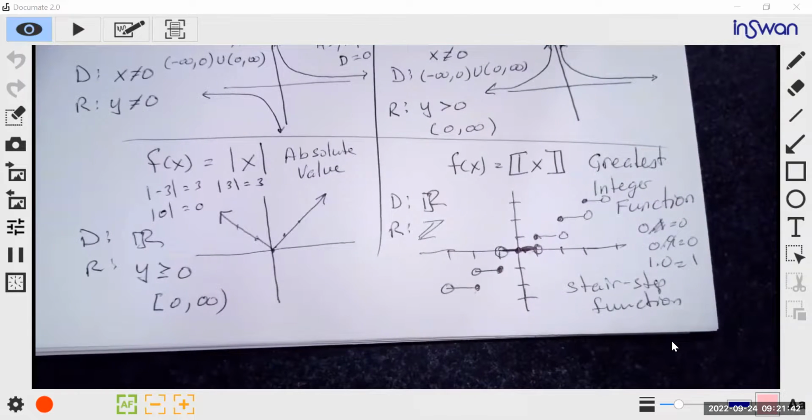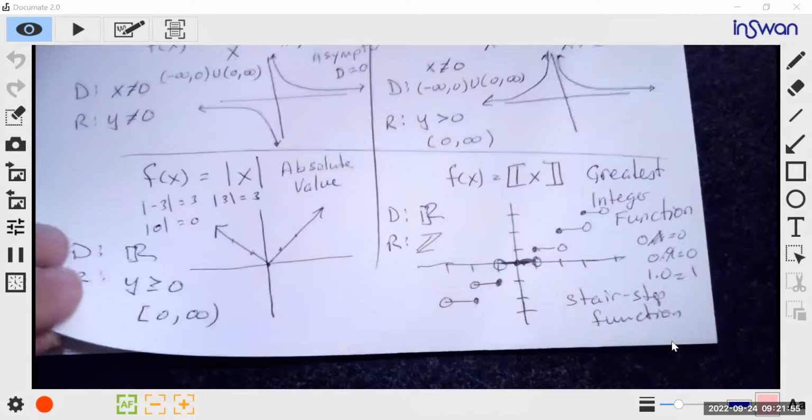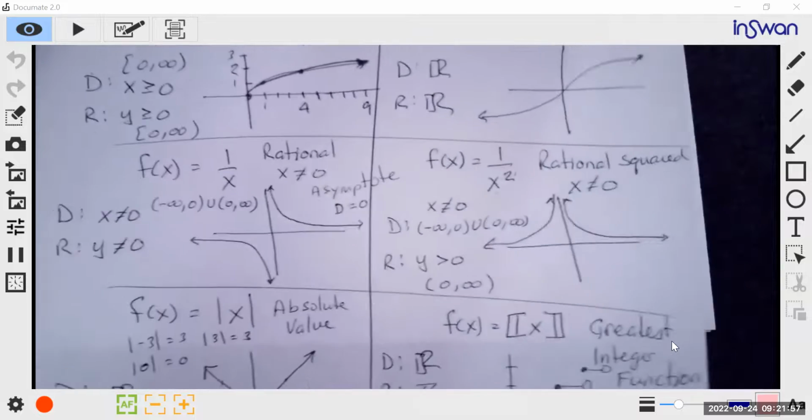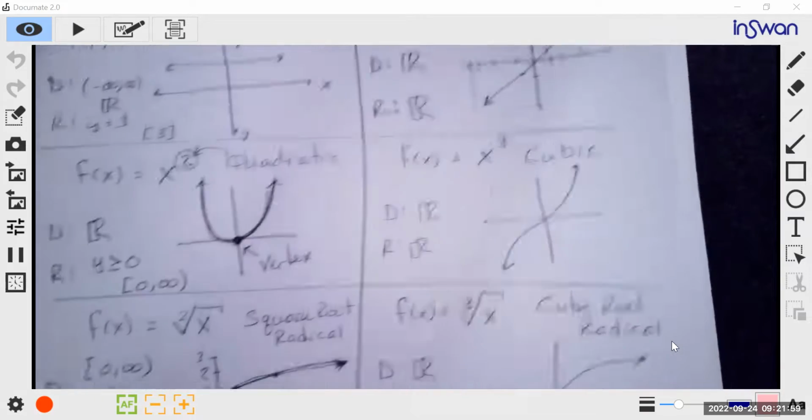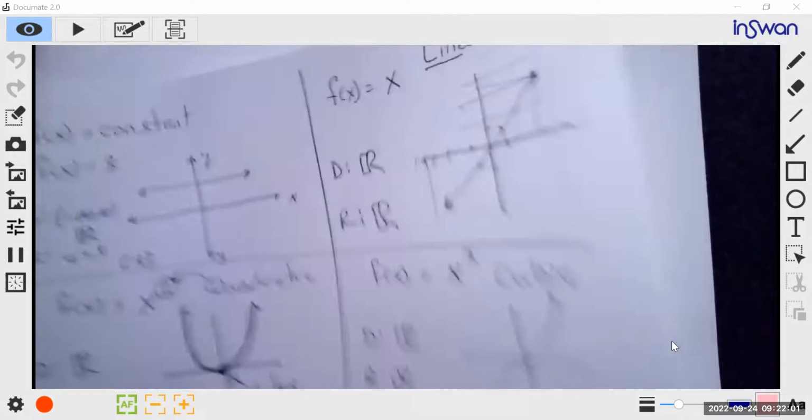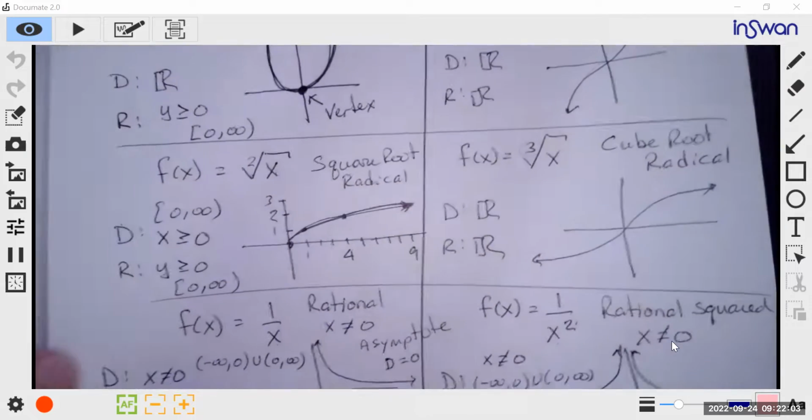So this is the library of functions, well, until we do logarithms and exponents. But almost every equation you'll ever see starts off with one of these. The sooner we can memorize these, the easier everything else will be. Everybody okay with this?